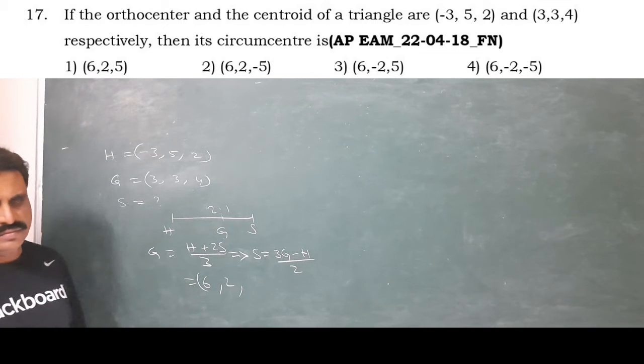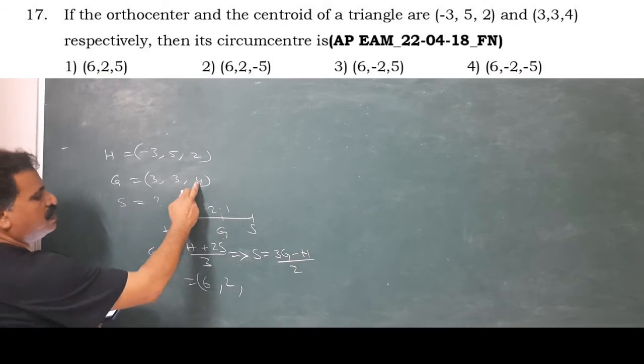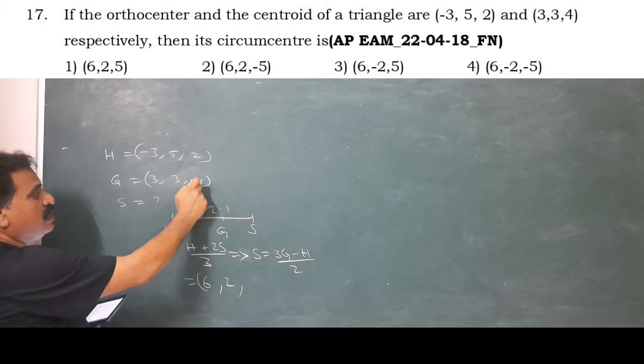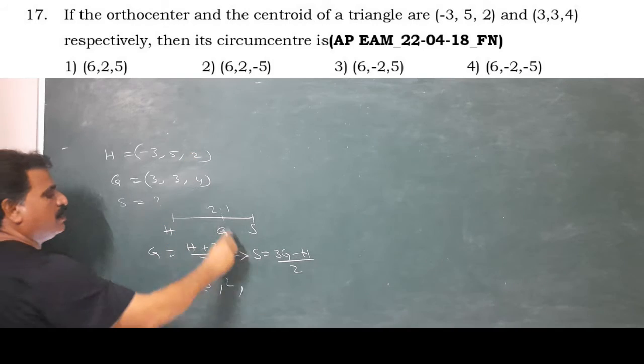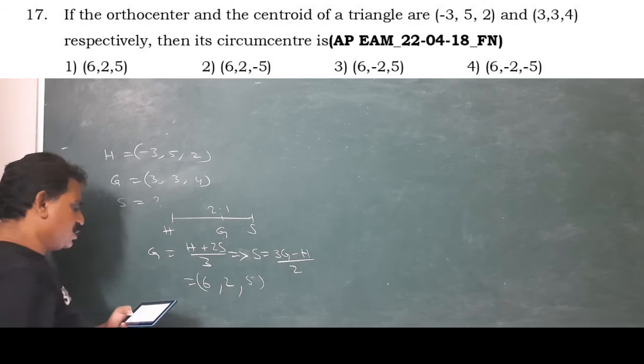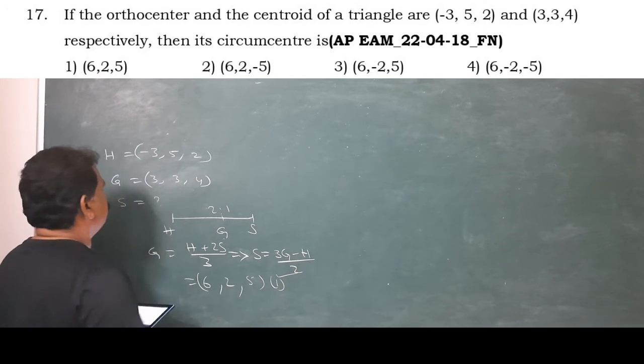First or second, we need the third coordinate also. 3g minus h: 12 minus 2, 10. 10 by 2, 5. So 6, 2, 5. That is the first option. Very simple question.